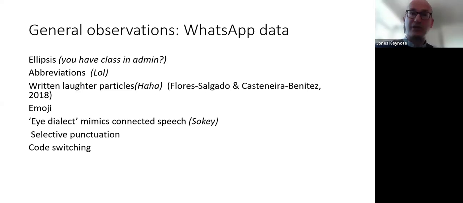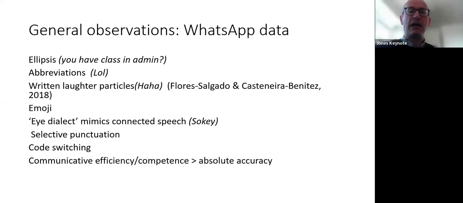There is, of course, code switching because these speakers are Malaysian English speakers, and they do switch sometimes to Malaysian, sometimes to what we recognize as English. And in general, we can say that the communicative efficiency and competence of the message is much greater here than absolute accuracy. And that's in itself quite interesting. That's a point I'll come back to a little bit later.